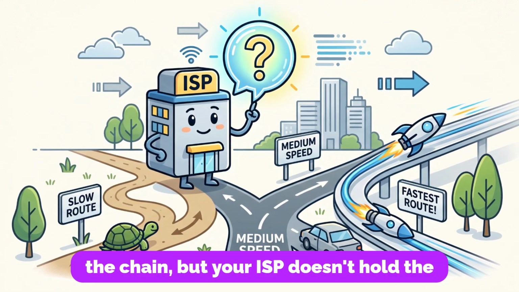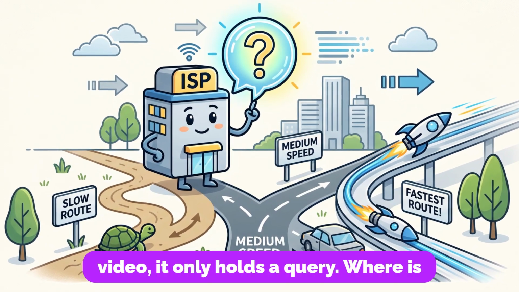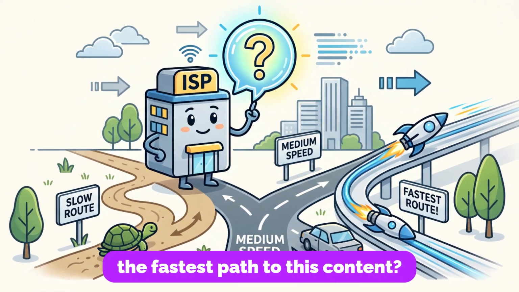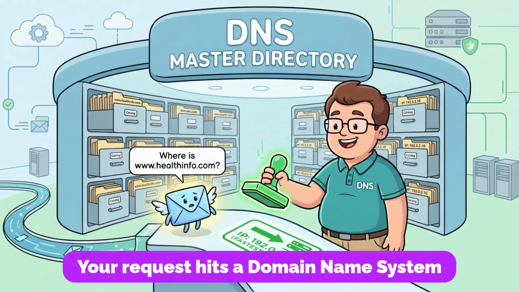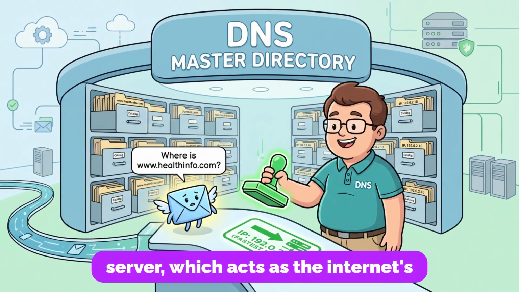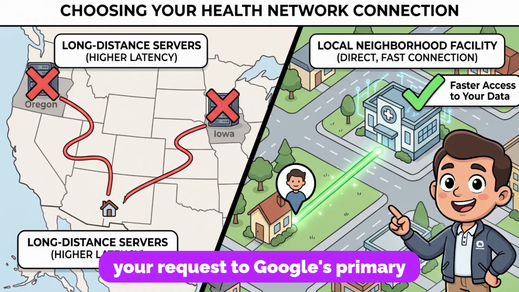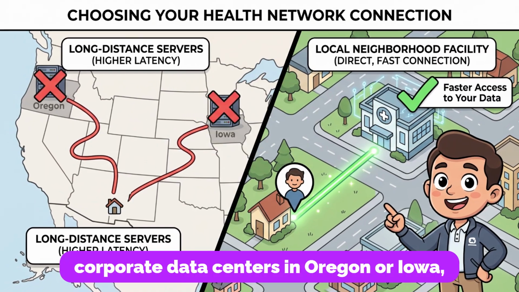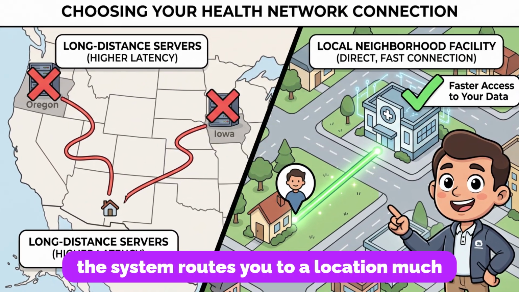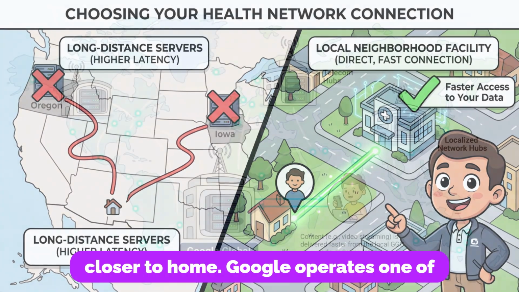But your ISP doesn't hold the video. It only holds a query. Where is the fastest path to this content? Your request hits a domain name system server, which acts as the internet's master directory. But instead of routing your request to Google's primary corporate data centers in Oregon or Iowa, the system routes you to a location much closer to home.